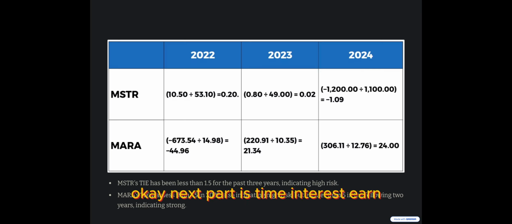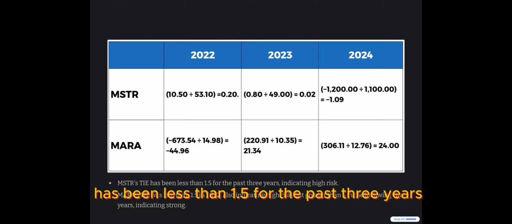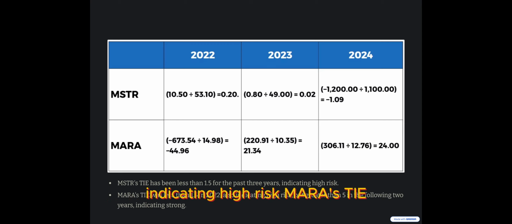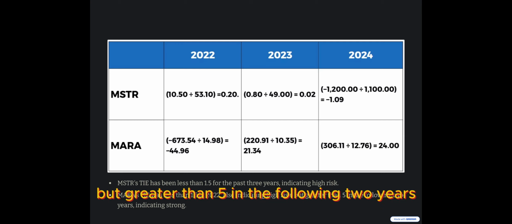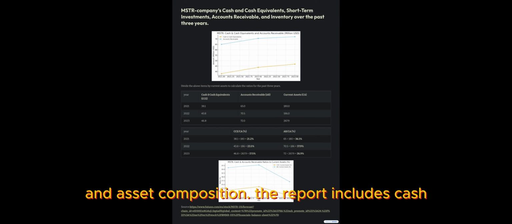Okay, next part is times interest earned. MSTR's TIE has been less than 1.5 for the past 3 years, indicating high risk. MARA's TIE was less than 1.5 in 2022, also indicating high risk, but greater than 5 in the following 2 years, indicating strong. Okay, next, let's look at MSTR's liquidity ratios and asset composition.